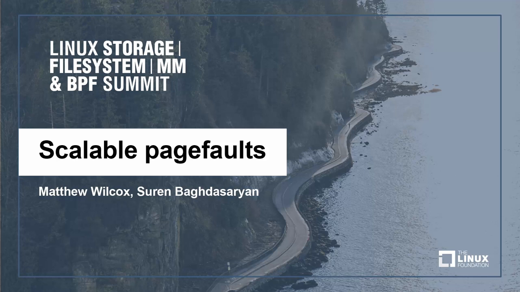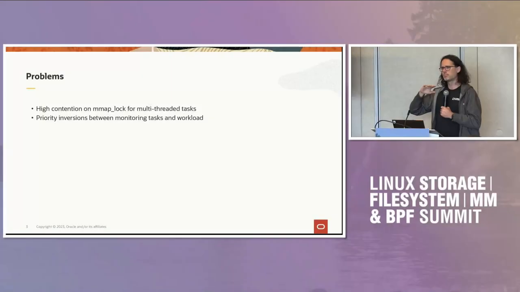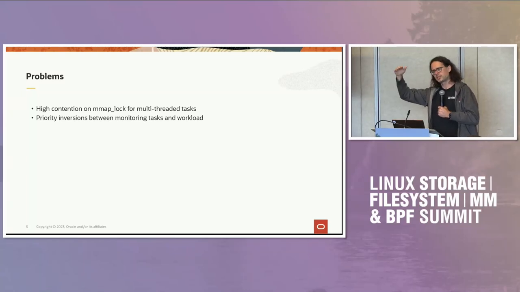All right, so we're trying to solve two problems. The first is high contention on the mmap lock for multi-threaded tasks, as everyone taking a page fault takes the mmap lock. And the other is a priority inversion between tasks, where a low priority task is monitoring a high priority task.